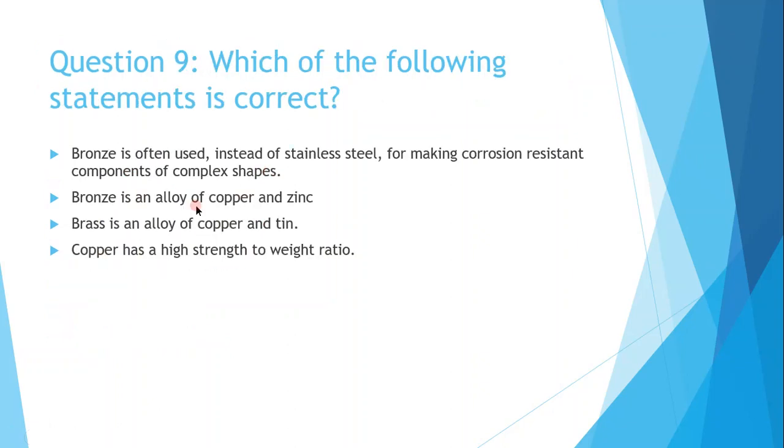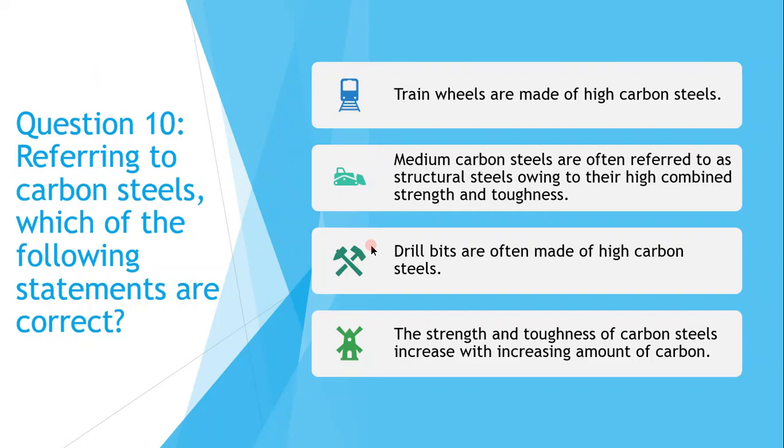So which of the following statements is correct? So the answer is bronze is often used instead of stainless steel for making corrosion-resistant components of complex shapes. Bronze is not an alloy of copper and zinc, that is brass. Brass is not an alloy of copper and tin. I'm pretty sure that is actually bronze. And copper has a high strength to weight ratio. That I don't think is true at all.